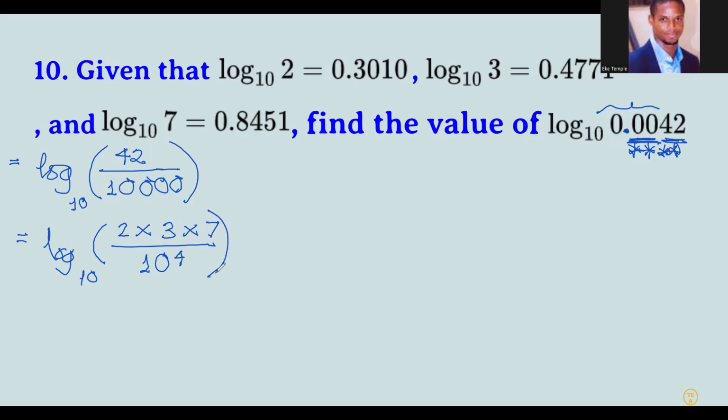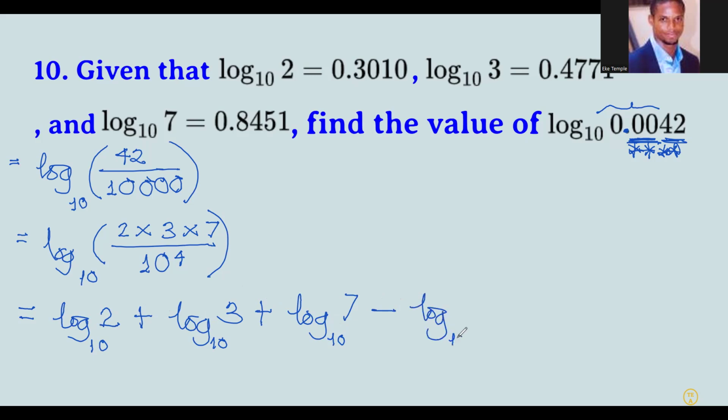Beautiful. Now we use the reverse of the combination law and spread this out. Each of them will have the logarithm to base 10. Log base 10 of 2. In the numerator, they're going to have to add log to base 10 of 3, plus log to base 10 of 7. Now in the denominator, minus, of course, log base 10 of 10 to the power 4.